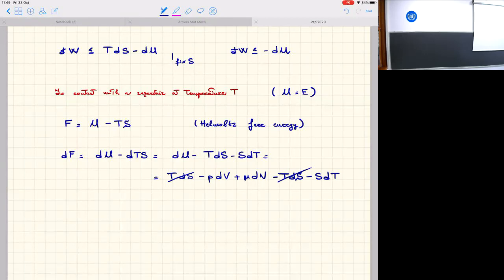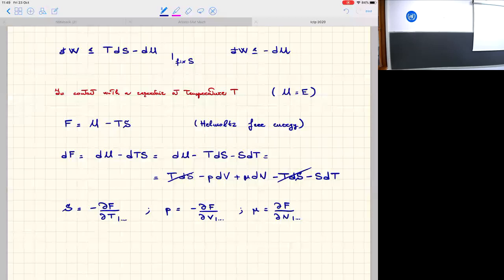All right, so overall, what I have is that my entropy now is equal to minus df dt with my three dots. My pressure is equal to minus df dv with all other variables kept fixed, and mu is equal to the usual df dn with all other variables kept fixed.